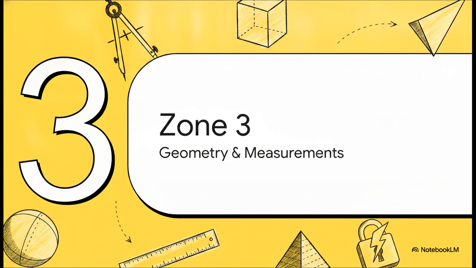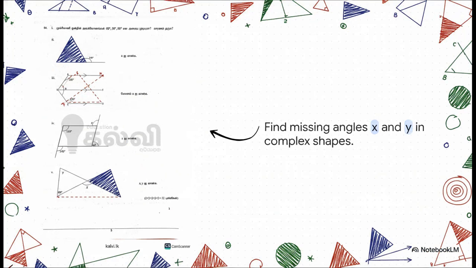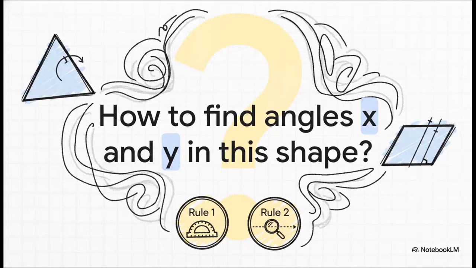Let's jump into Zone 3, geometry and measurements. So geometry questions absolutely love to overwhelm your visual processing. In Part 2, Question 4V, the paper throws this seemingly chaotic web of intersecting lines and triangles at you, and it expects you to find missing angles hidden within the mess.